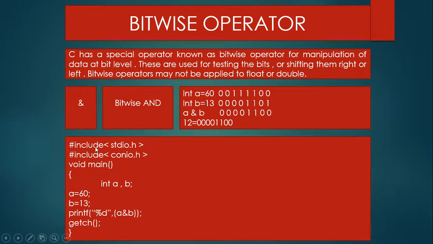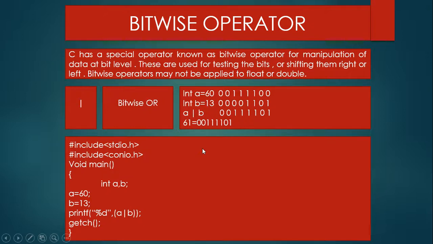You simply write here #include <stdio.h>, #include <conio.h>, void main, then opening brace, and simply declare the two variables a and b, and assign the value 60 to a and 13 to b, and printf, in the double quotes simply write %d, double quote close, comma, in the bracket a bitwise AND b, bracket close and then function bracket close and then semicolon and then getch. When you write this in the IDE of C, integrated development environment of C, this will print the result as 12.